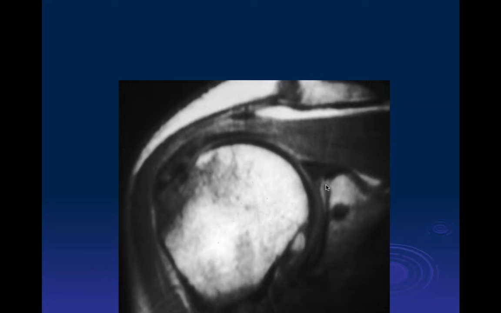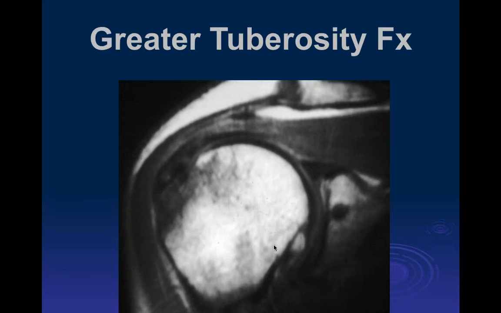So we have a coronal T1 weighted image with low T1 signal in the greater tuberosity at the supraspinatus insertion. And then there's also this round low signal intensity in the glenoid. Okay. So this is just an avulsion fracture of the greater tuberosity. A skiing accident with my younger son.